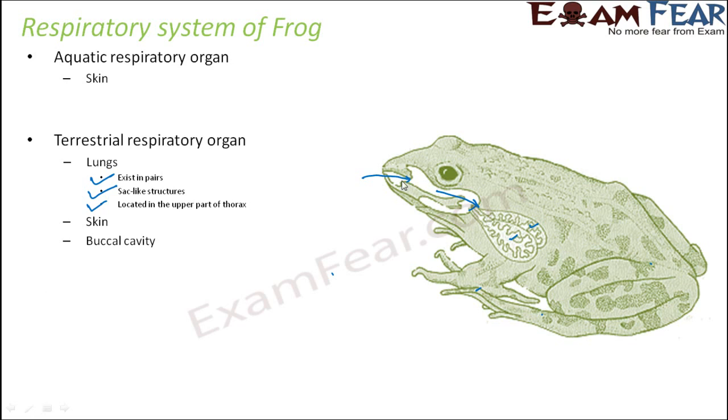And similarly, it gives out carbon dioxide. Other than this, skin also acts as a respiratory organ on land as well, and the buccal cavity as well, that is the oral cavity. So these are the respiratory organs of the frog.